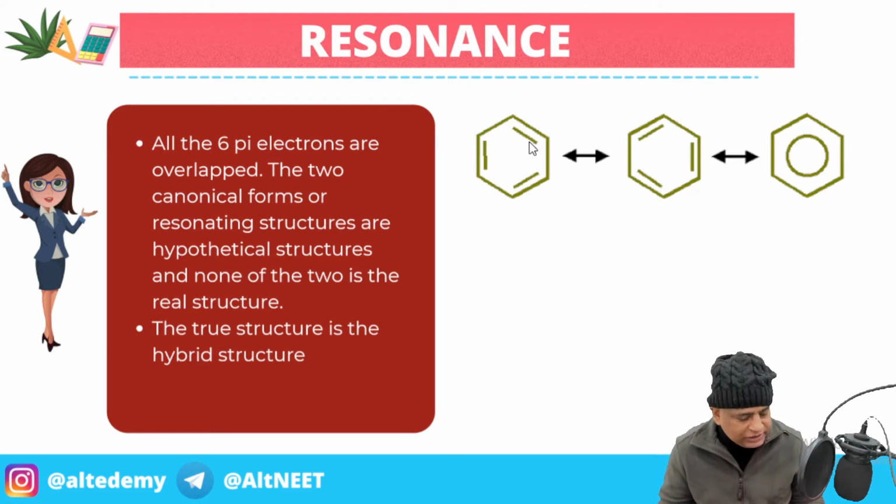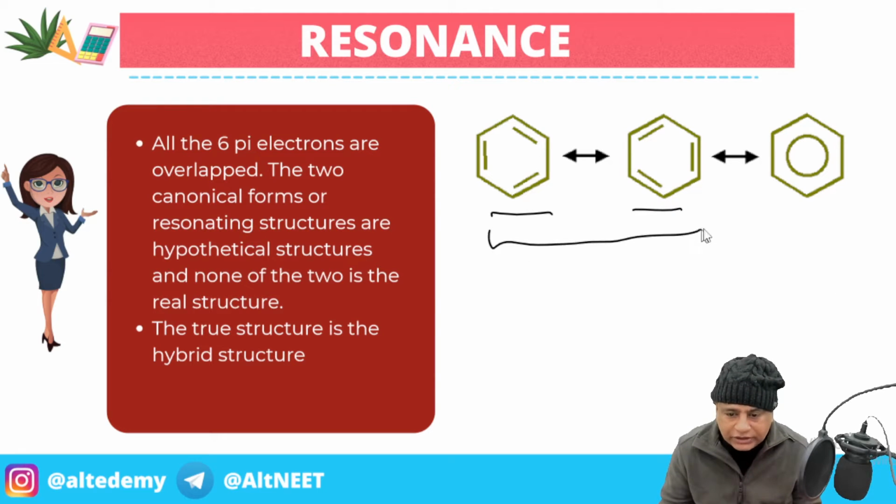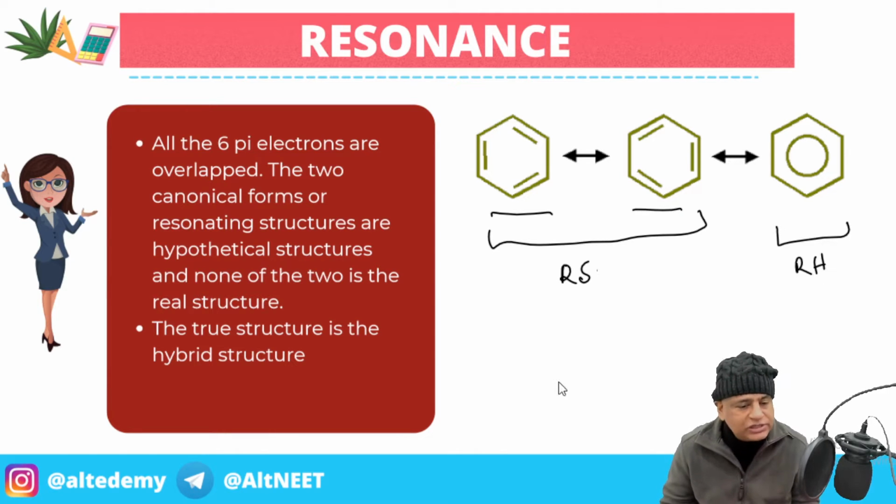Come to the resonance aspect of it. All the 6 pi electrons are overlapped. The two canonical forms or resonating structures are hypothetical structures, and none of the two is the real structure. These are the structures of benzene and none of them is the true structure. But you should know they are called resonating structures, shortly called RS. This is called RH, the resonance hybrid. And the true structure is the hybrid structure. This is the only true structure.